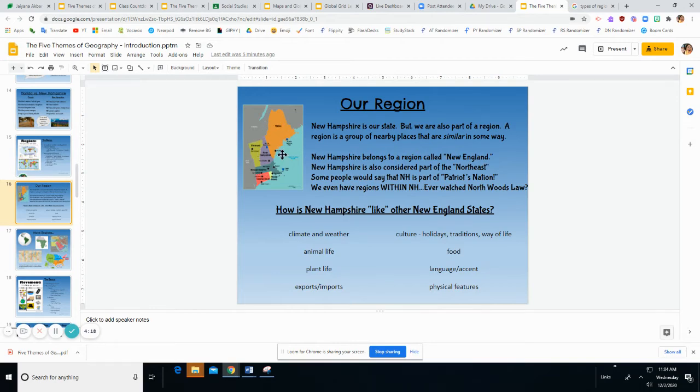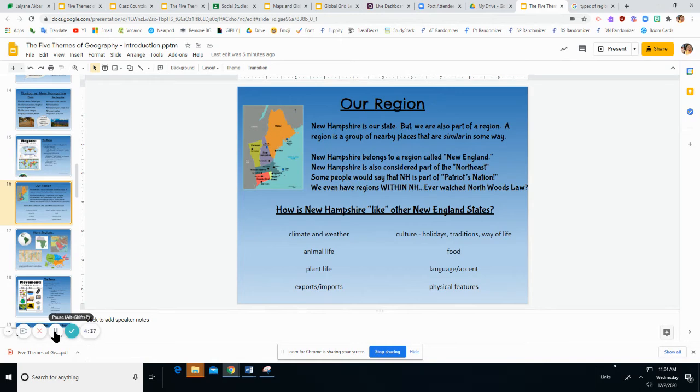So those are products that we make within the New England region. It makes us all similar. Also, the culture in New England is very similar. We have the same holidays and traditions and way of life. We have the same food that we eat, even though different families eat different food.